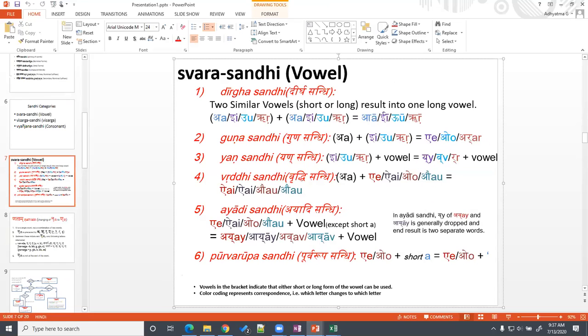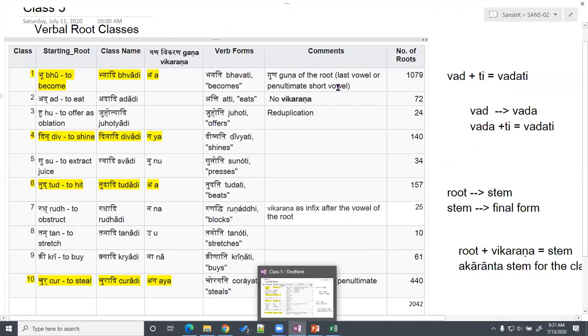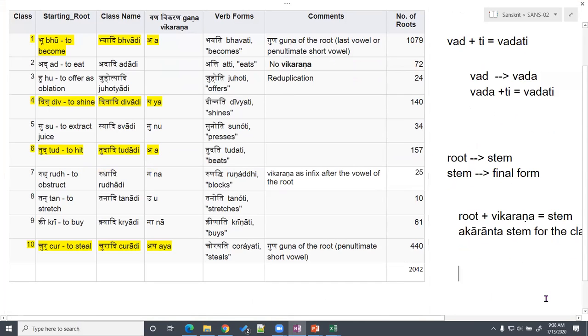So when I say guna of the root, that means if the root has this vowel, ikara, ukara, or rukara, it will change into ekara, okara, and ar. That's what the guna is. So guna of the root means the last vowel or penultimate short vowel. If the root has the last vowel in ikara, ukara, or rikara, or a penultimate short vowel, it will change into the guna letter for making the stem. So let's see an example.